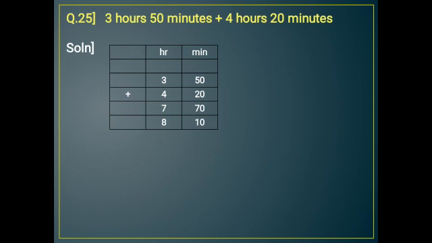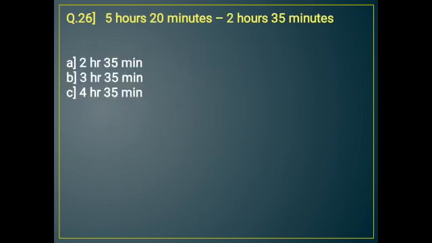As we can see, in the minutes column there is 70. We cannot write 70 as it is, we have to convert it, that is 1 hour 10 minutes. So this 1 we are going to add with 7. So 1 plus 7 is 8 and 10 will come as it is. So the option 8 hour 10 minutes is correct. Next, 5 hours 20 minutes minus 2 hours 35 minutes. So the options are 2 hour 35 minutes, 3 hour 35 minutes, 4 hour 35 minutes.